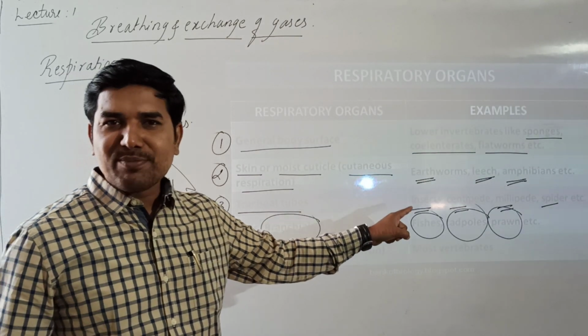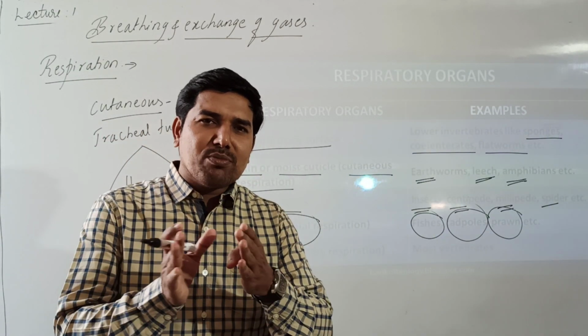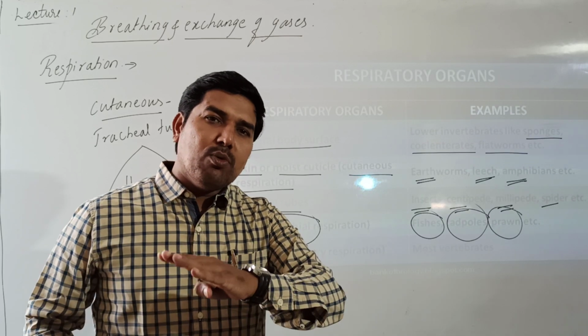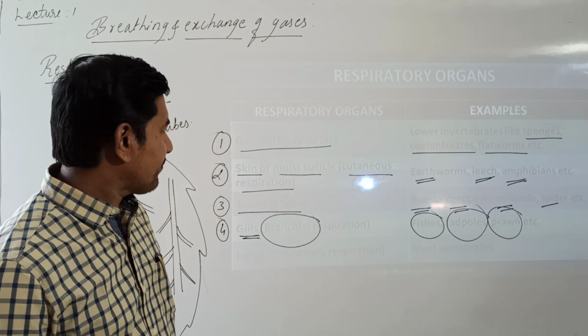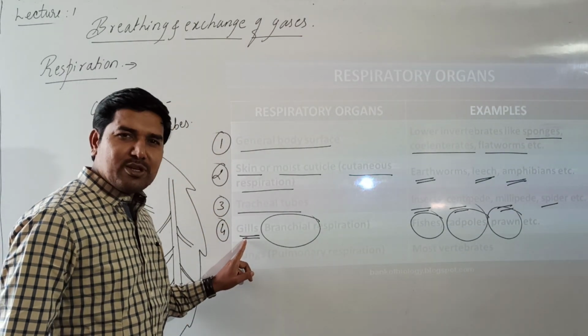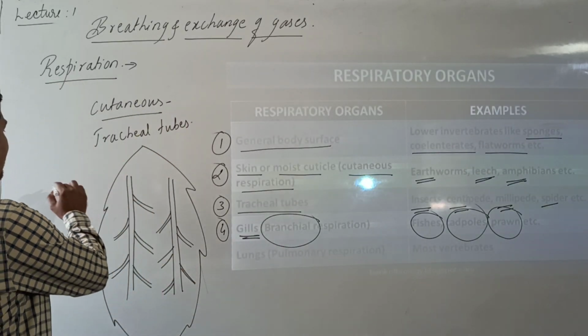So that's why these terms are most important as far as the NEET point of view is concerned, along with the respective examples. The examples which we have selected here are mainly from the NCERT only, because most of the NCERT examples are stressed in the NEET part. Okay, so respiration through the gills is called branchial respiration.